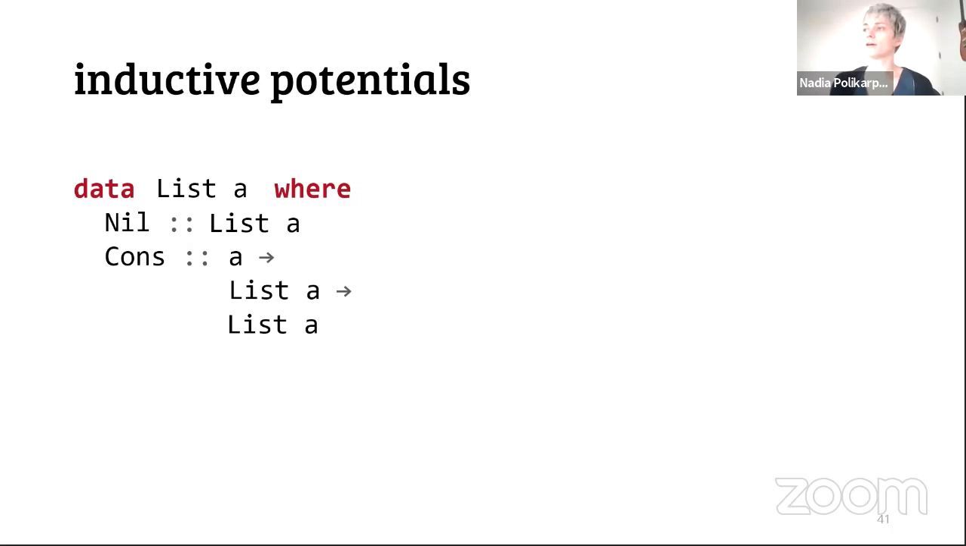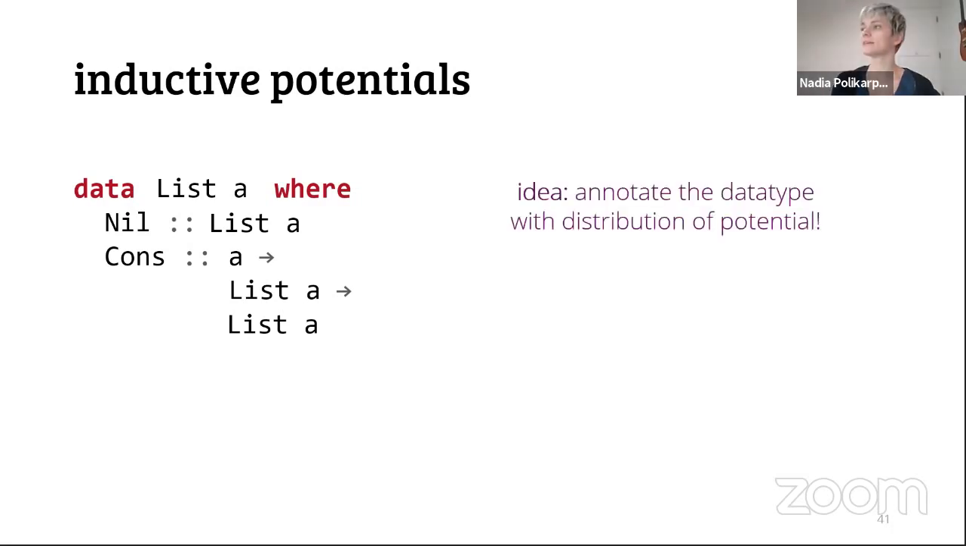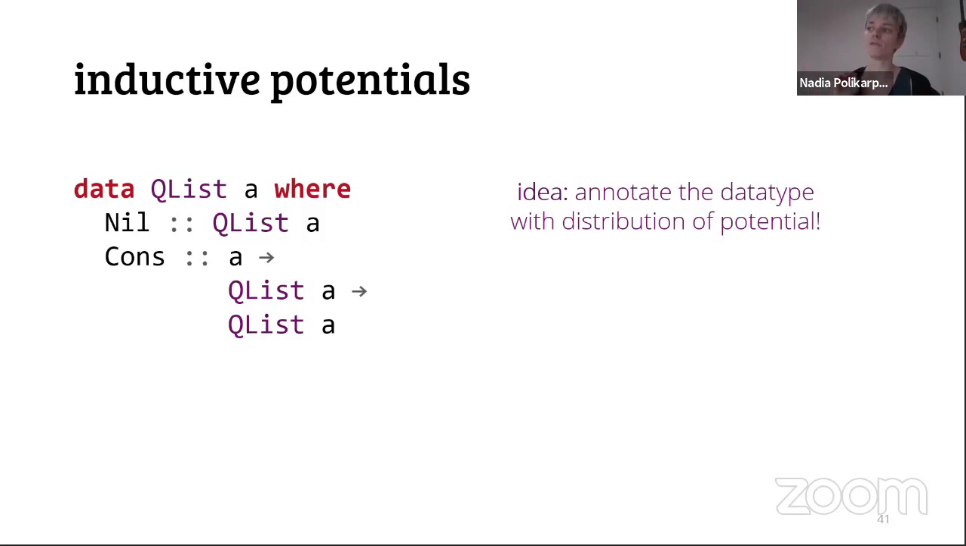So here I'm just showing you the regular definition of the polymorphic list data type. The idea is we can annotate the data type definition itself with potential annotations to specify how potential is distributed inside the data type. So in this case, we can define a special data type that we're going to call QList. So far, I only changed the name of the data type. But if you look at the type of the constructor, the type of the tail is polymorphic in the element type, so I don't actually have to have A there. I can put whatever I want there. And what I want there is A with some extra potential.